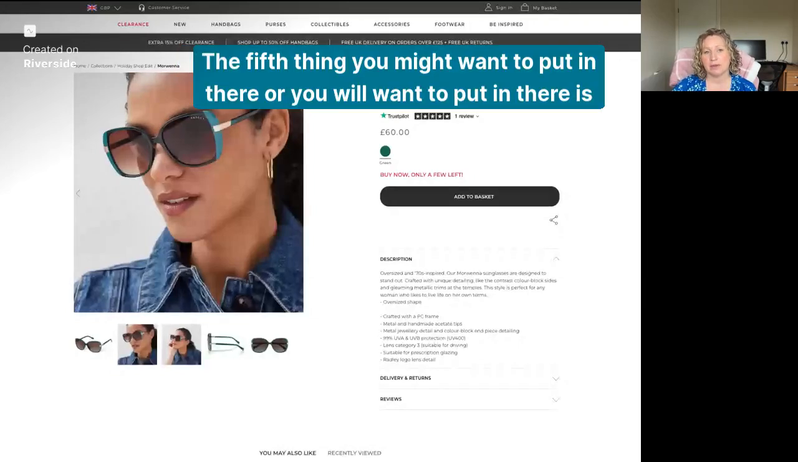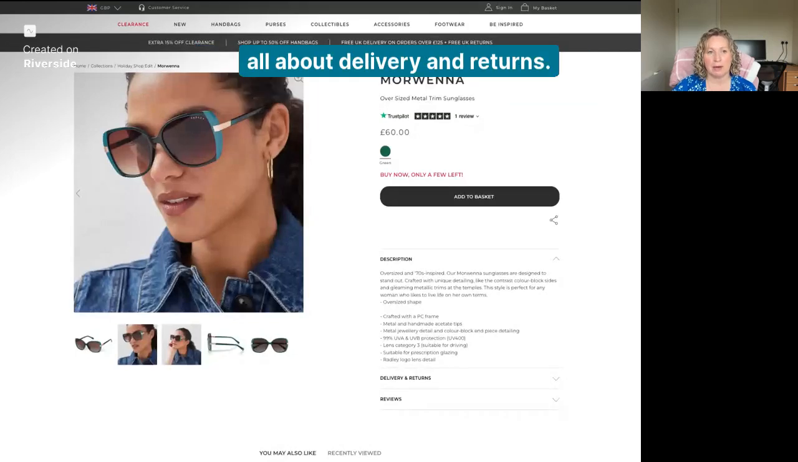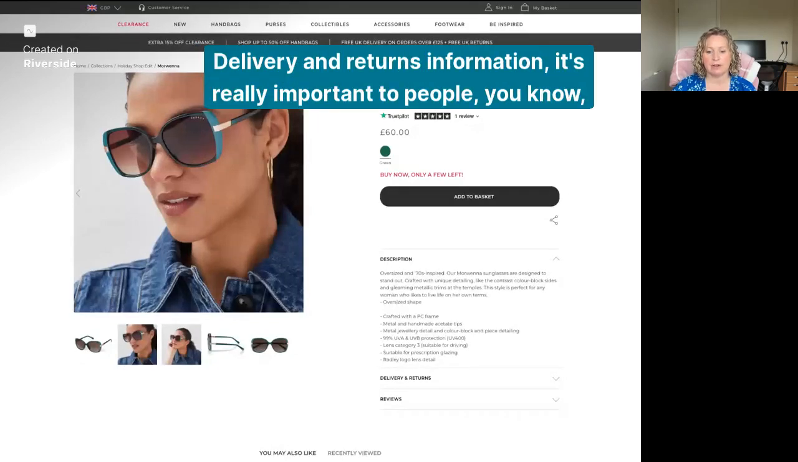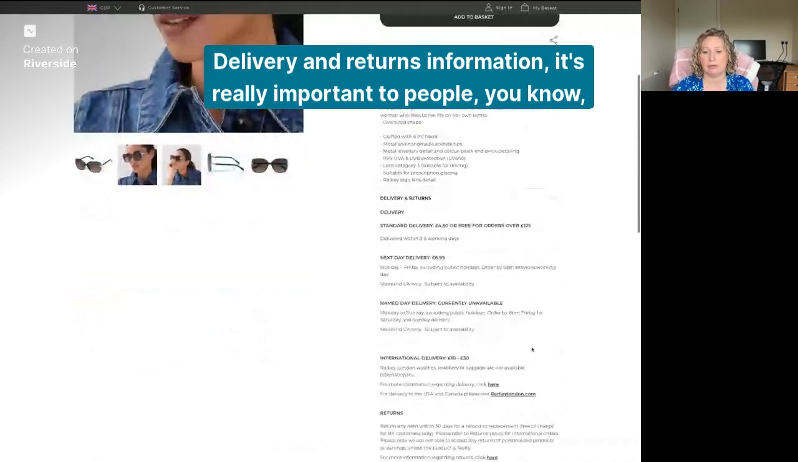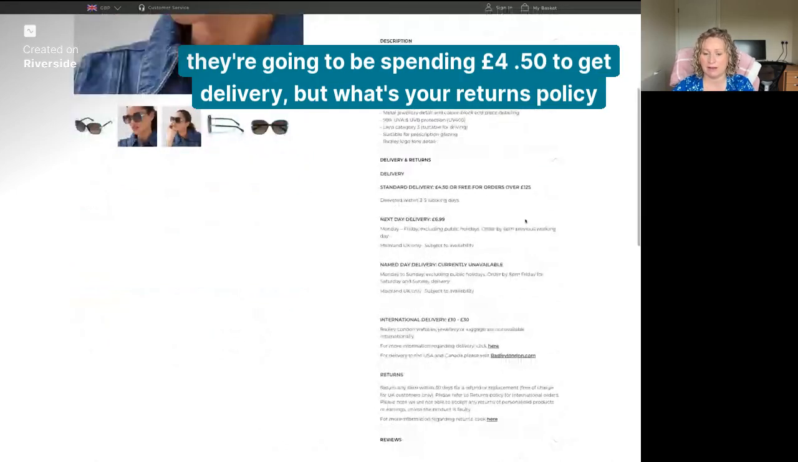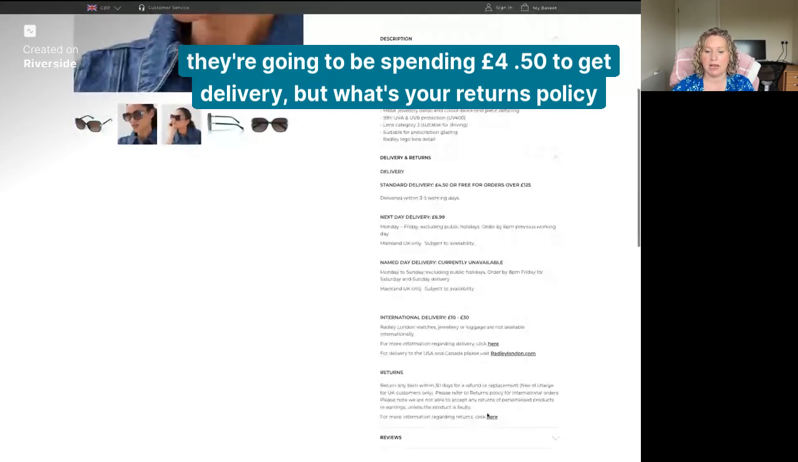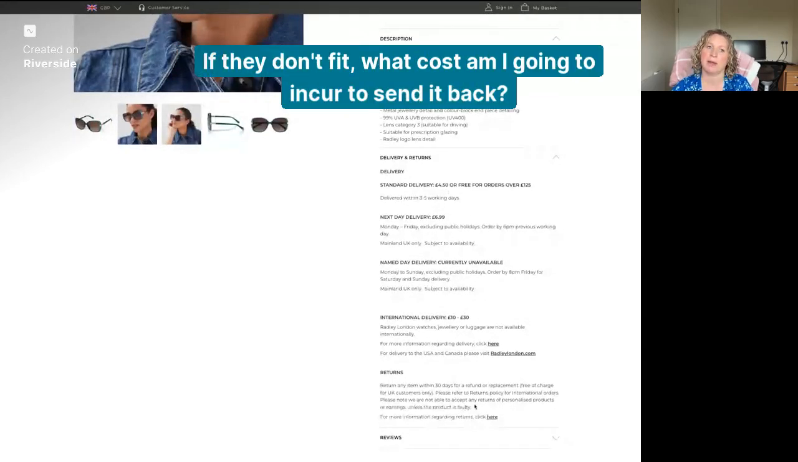The fifth thing you might want to put in there, or you will want to put in there, is all about delivery and returns. Delivery and returns information, it's really important to people. They're going to be spending £4.50 to get delivery, but what's your returns policy as well? What if they don't fit? What cost am I going to incur to send it back?